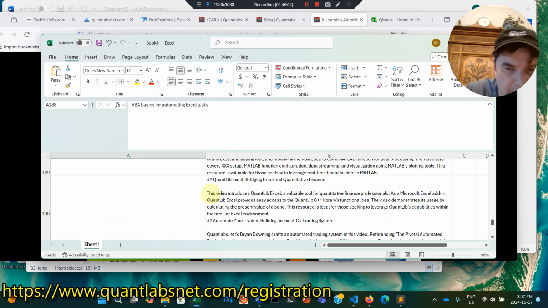So again, using QuantLib, there's an Excel add-in. Using Excel with quantitative finance. Now, I don't know if this is still current, valid, or supported in the current versions of Excel and QuantLib. It does exist, that I know. Valuable tool for quant finance pros. There is an Excel add-in for QuantLib, giving easy access to the QuantLib C++ library functions. The video demonstrates the usage by calculating the present value of a bond. Resource ideal for those seeking to leverage the capabilities of QuantLib within a similar environment that they're used to with Excel.